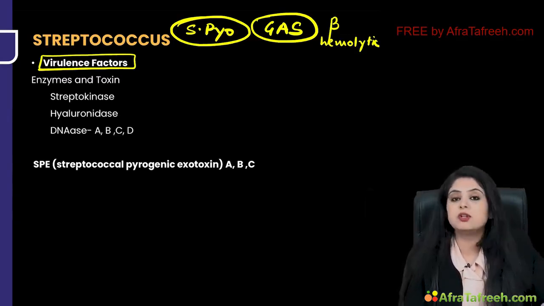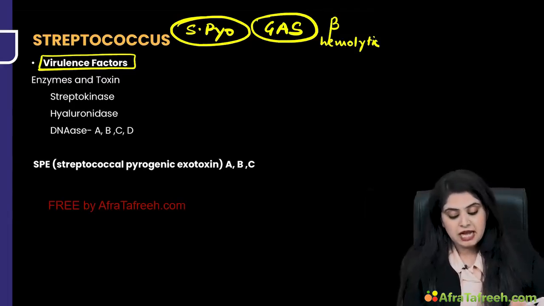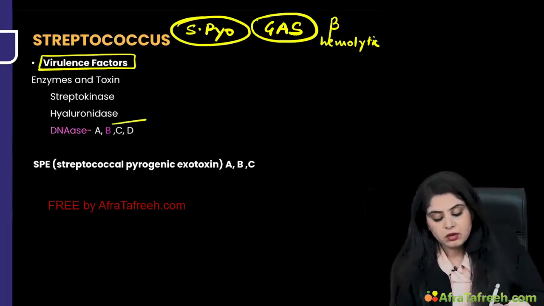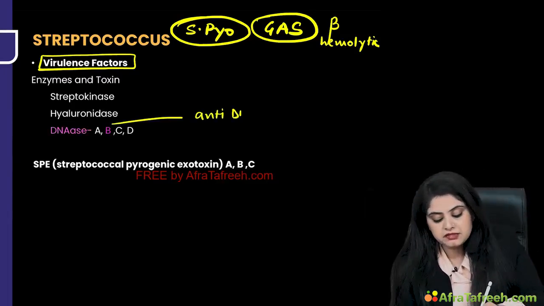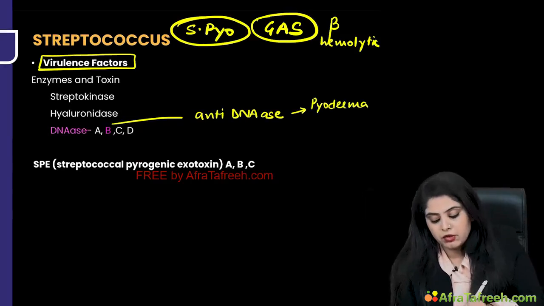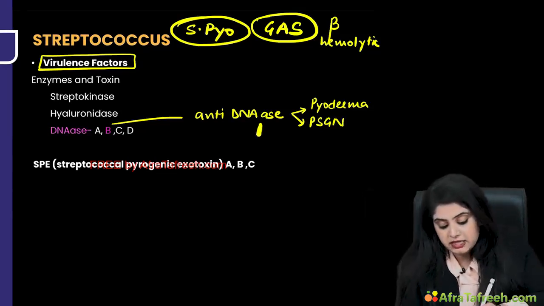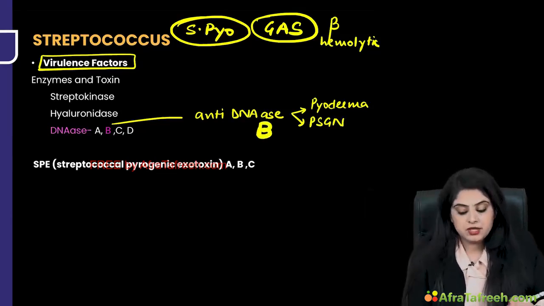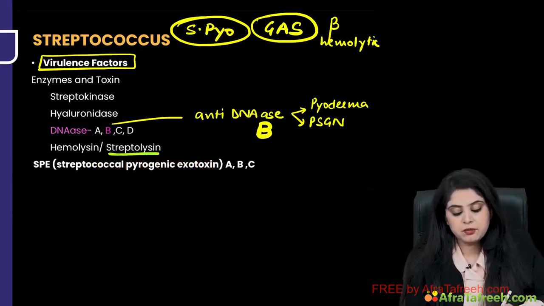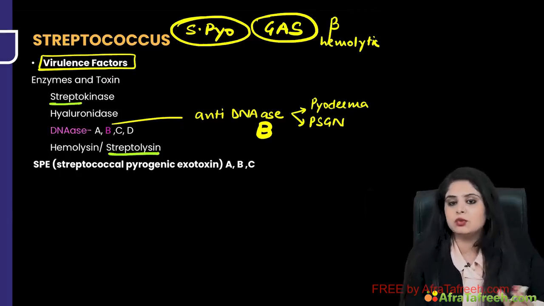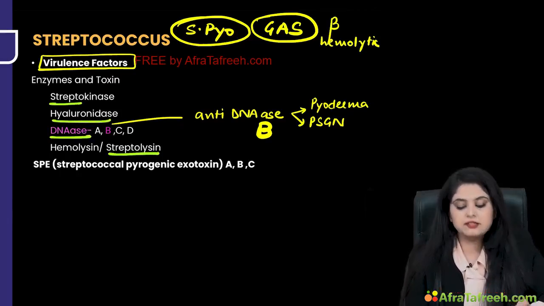It has two more enzymes called hyaluronidase and DNase B. Out of them, I said only DNase B because there are many DNases, A, B, C, D. But I hope you remember anti-DNase B is something which is very commonly tested in a lot of disorders. For example, in pyoderma. It is also important for the diagnosis of post-streptococcal glomerulonephritis. Anti-DNase B is the one that is used for their testing. What else do we have? There's something known as streptolysin in streptococcus. So common sense: streptokinase, streptolysin, these will be there. Hyaluronidase and DNase is what I have to learn.